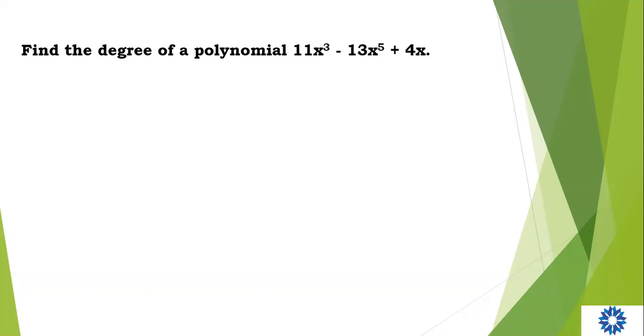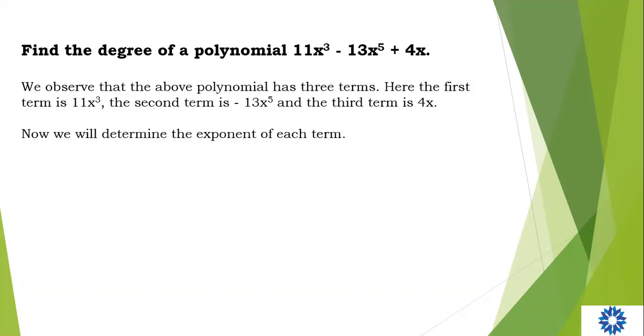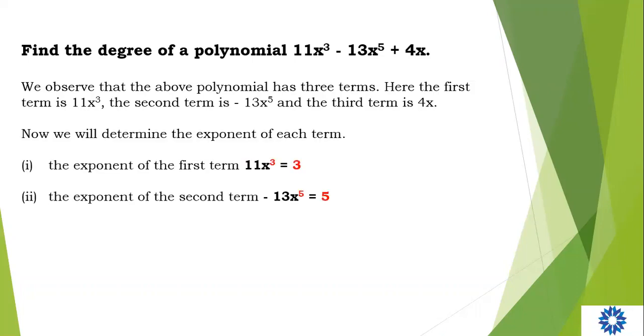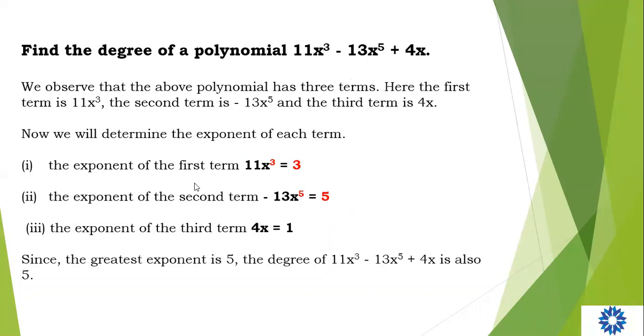Find the degree of the polynomial. One more example. 11x cube, so the power is 3. Then 13x power 5, the second term, power is 5. If you take the third term, 4x, here nothing is there, 1. So the highest is 5. Therefore the degree of this polynomial is 5.